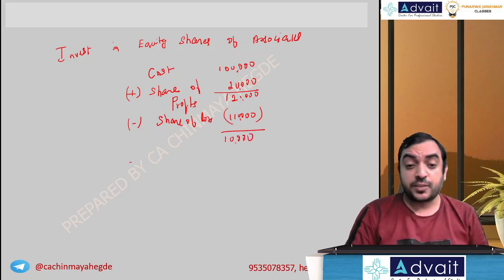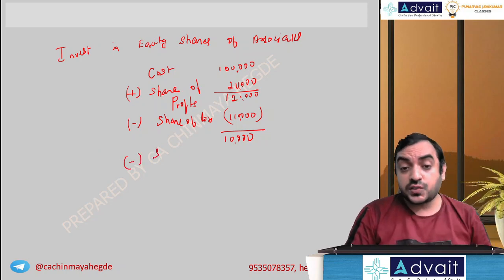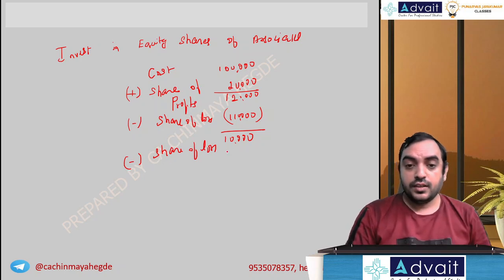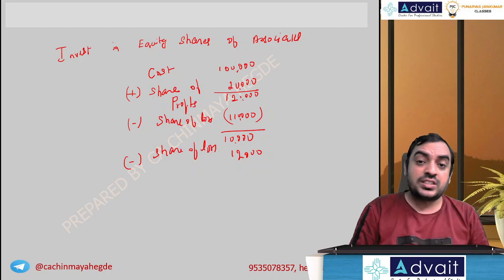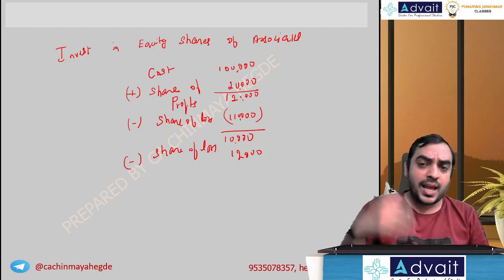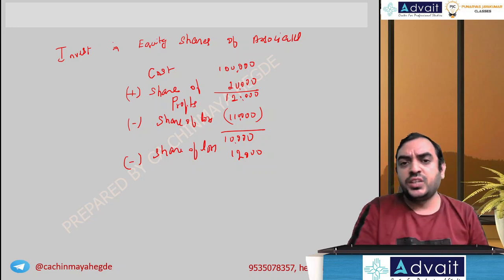Maybe the corona effect. Next year again loss, share of loss. Next year how much loss? Loss 12,000. These are all imaginary numbers, okay? These are all conceptual only, imaginary numbers. I'm giving you the concept first, then I'll do this problem solution.